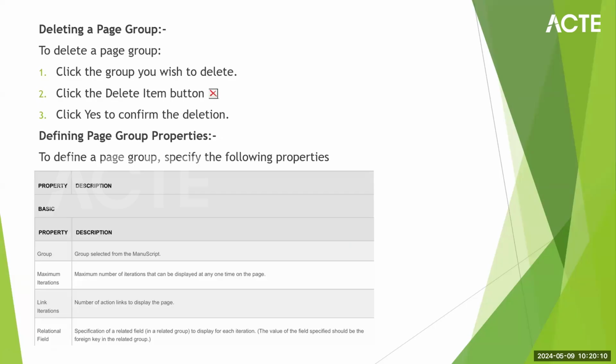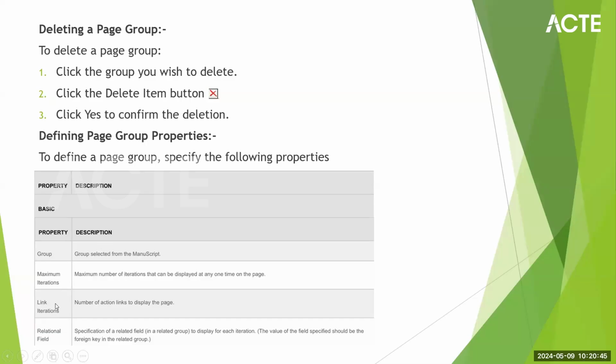Defining page group properties. These are some of the properties for a group. When you create a group, these will be on the right panel. We can see properties like group maximum iteration. Suppose you have an iteration to be given: the asterisk symbol is used for unlimited iterations. Suppose you want only 3 iterations for the group, you need to mention 3 here in the property.